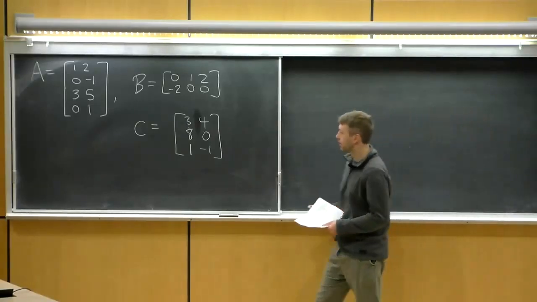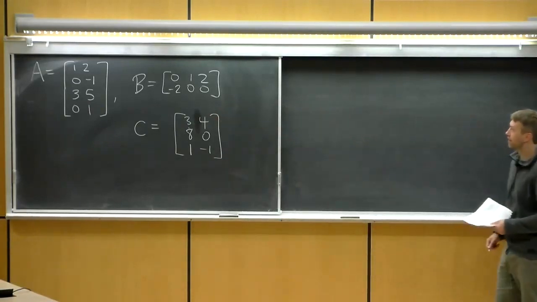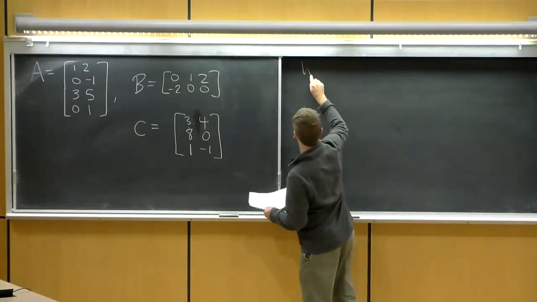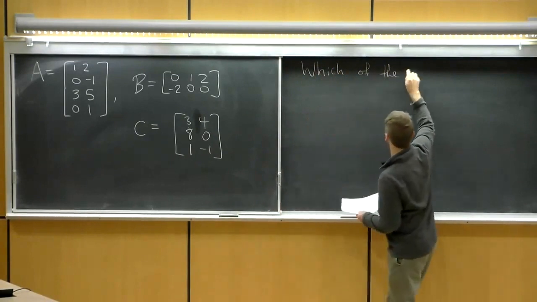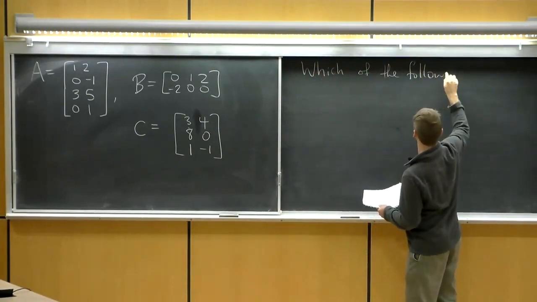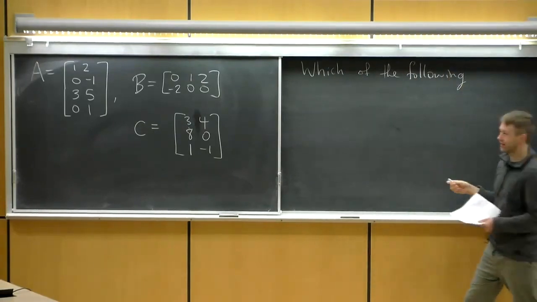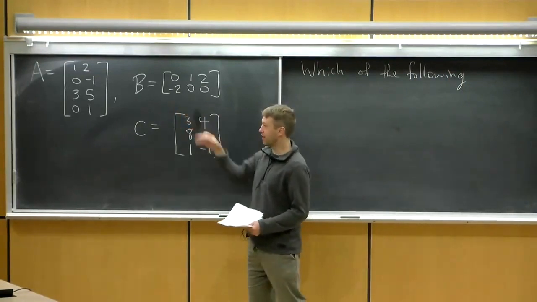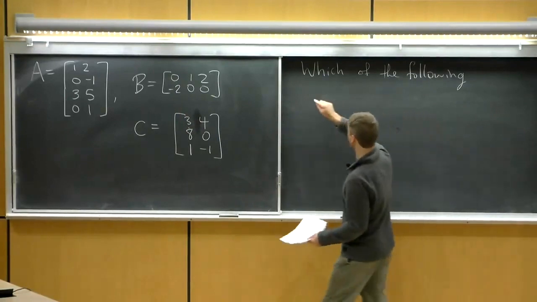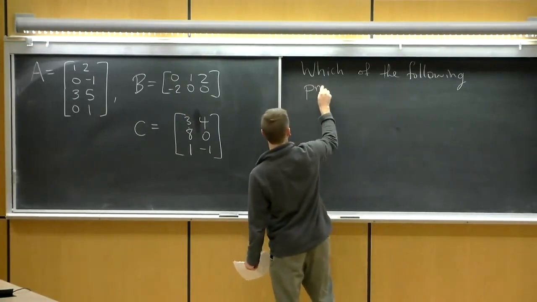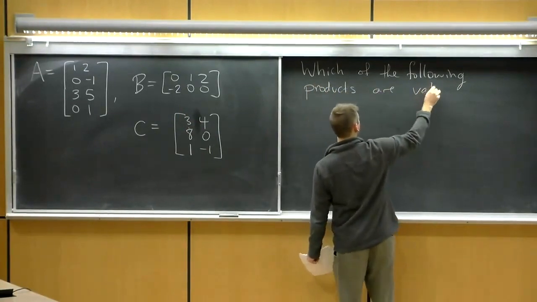So here we've got three matrices, right? Basically what I'm going to ask is, we're not going to necessarily multiply all of these things together, but I want to know which of the following products are valid.